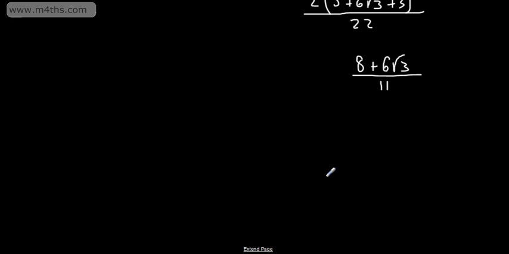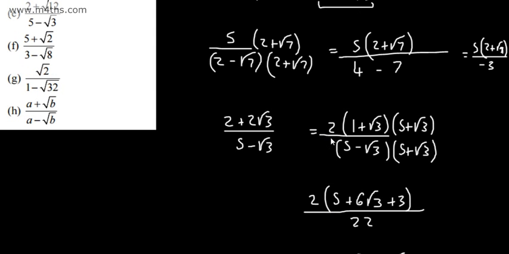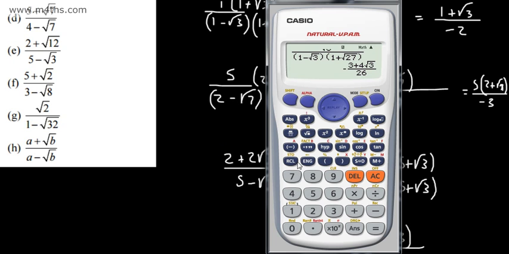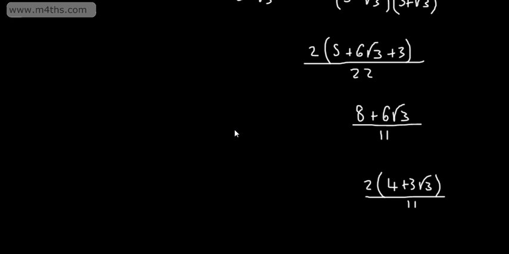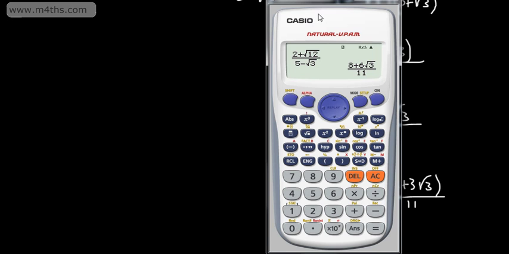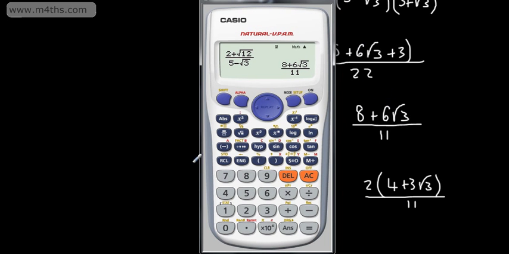If you want, you could, I suppose, factor this, taking the 2 out, so you can have 4 plus 3 root 3 over 11. So if an exam question asks you to write it in that form, that is what you would get. So let's have a look at what this gives us if we have 2 plus the root of 12, and then 5 minus the root of 3, and hopefully now that will give us what we've got. 8 plus 6 root 3 over 11. So it's gone for that one, which is perfectly fine. That's exactly what we've got here.